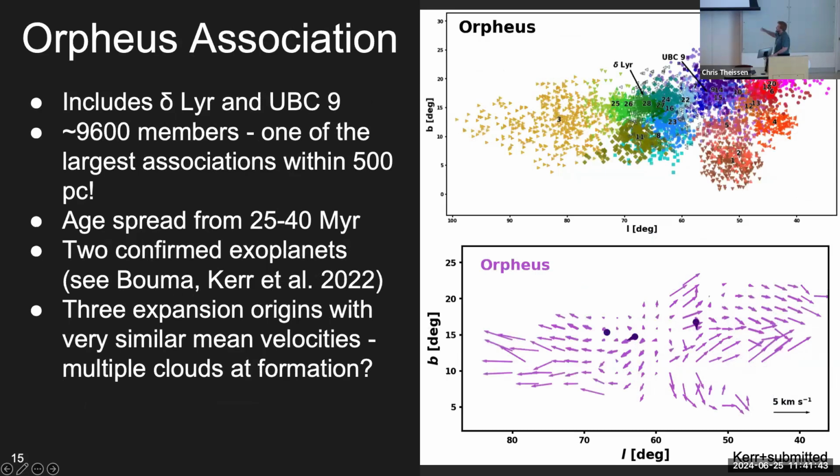And in Orpheus, we have a very large population containing about 10,000 members and including 2 open clusters, making it one of the largest associations within 500 parsecs with a fairly substantial age spread, as well as 2 confirmed planets. If you want to learn more about that, I suggest that you talk to Luc Bauma over here. And we also see the emergence of 3 expansion origins in this figure here. So we've got low velocities here, low velocities here, and low velocities here, but then we see expansion around each one. So this could suggest that there are more nodes to be uncovered in the velocity field of this association. So that's something we want to explore very soon.